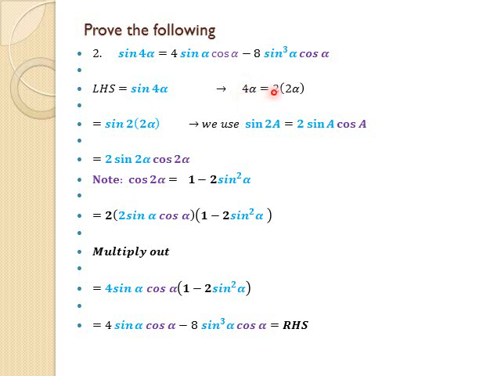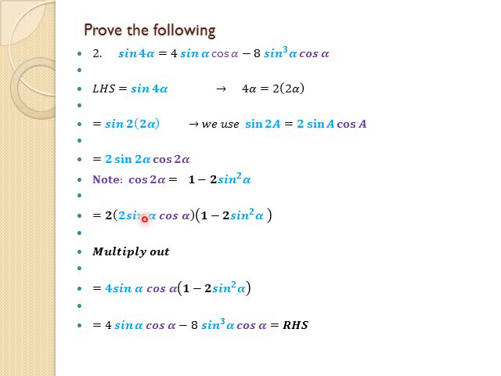We assume now 4 alpha equal 2 times 2 alpha. So they are making sine a double angle by multiplying by 2. Right? So sine double angle can be written as 2 sine A cos A. Right, so if we apply that, then that becomes 2 sine 2 alpha cos 2 alpha. Cos 2 alpha can be written as 1 minus 2 sine squared alpha, right? And sine 2 alpha can be expanded as 2 sine alpha cos alpha.